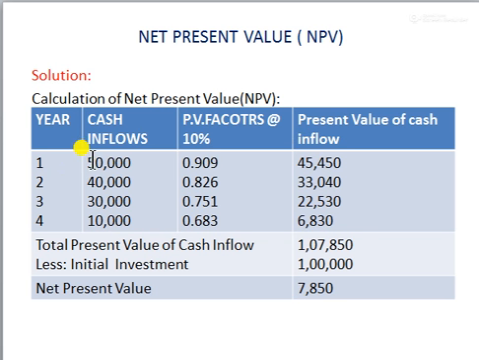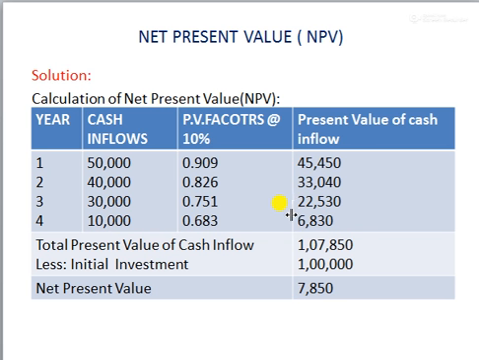So when we multiply first year cash inflow with the first year present value factor, that comes to 45,450. When we multiply second year cash flow with the present value factor, that comes to 33,040. When we multiply third year cash flow with third year present value factor, that comes to 22,530. And finally, when we multiply fourth year cash inflow with present value factor, that comes to 6,830.